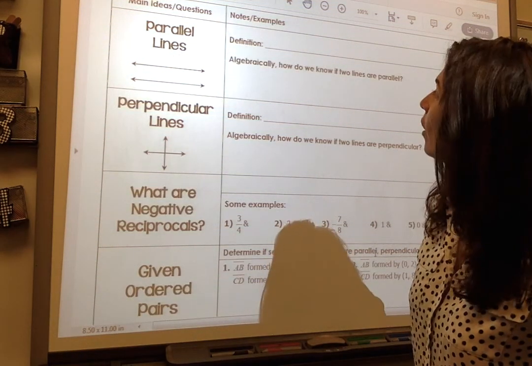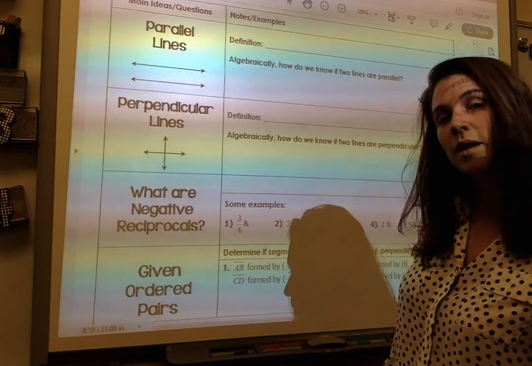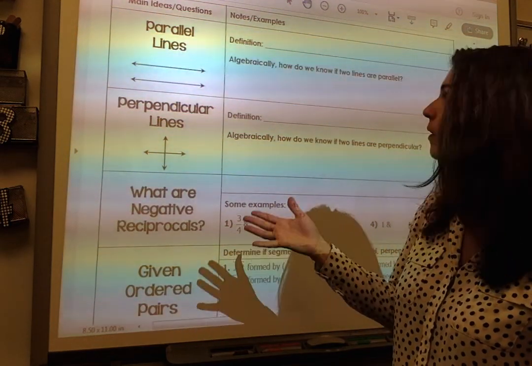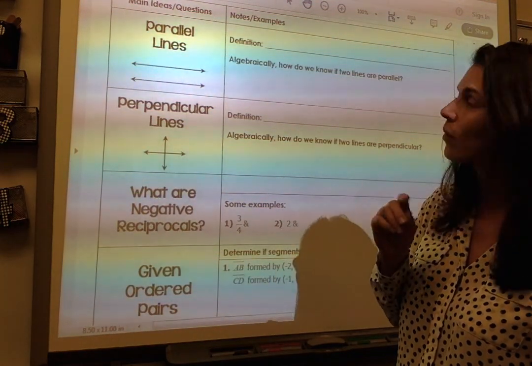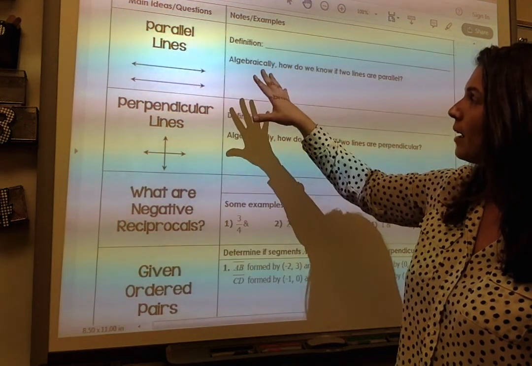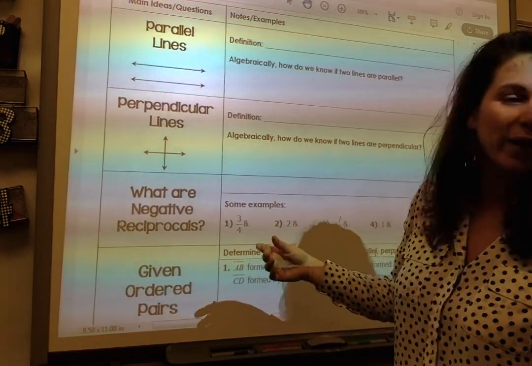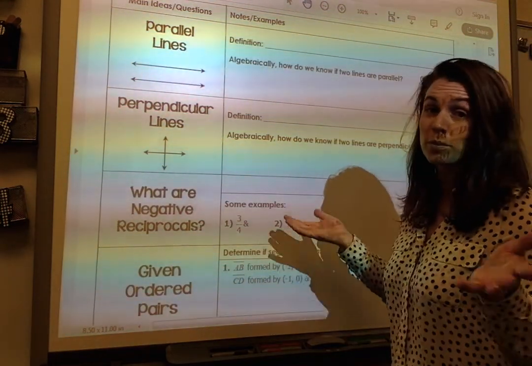Hey guys, we are going to discuss the difference between parallel lines and perpendicular lines algebraically. We kind of already know what parallel and perpendicular lines are, but we're going to discuss what that looks like when we talk about slope. This part of your notes corresponds to homework 4.9, so you should be watching the homework 4.9 video.